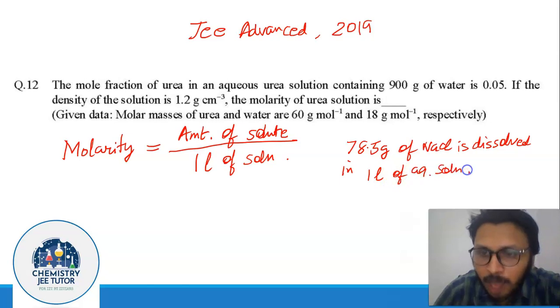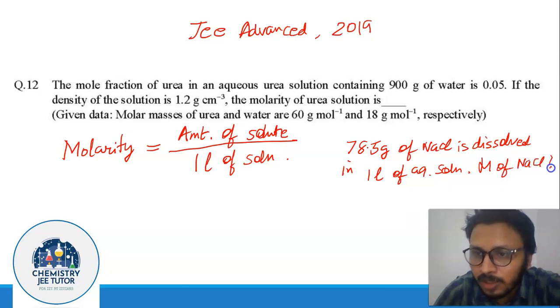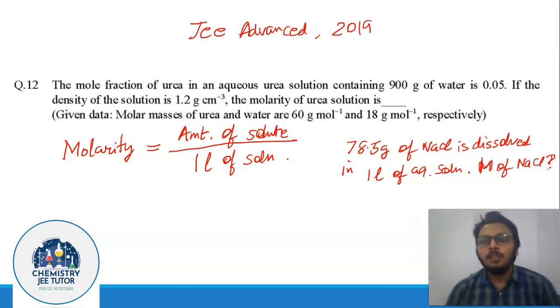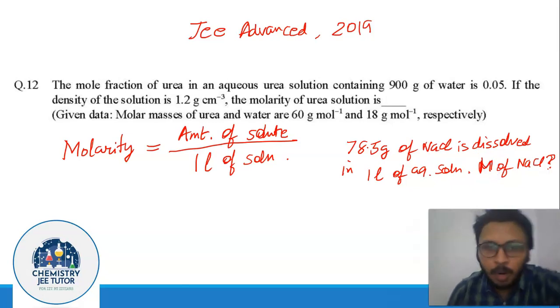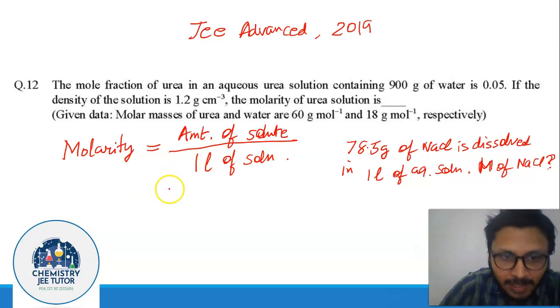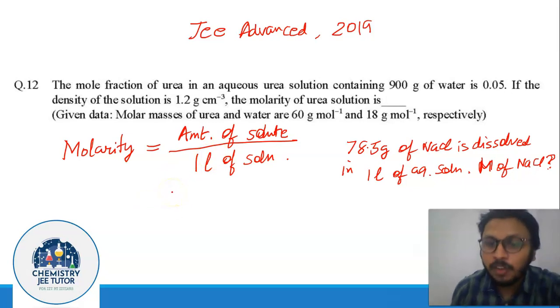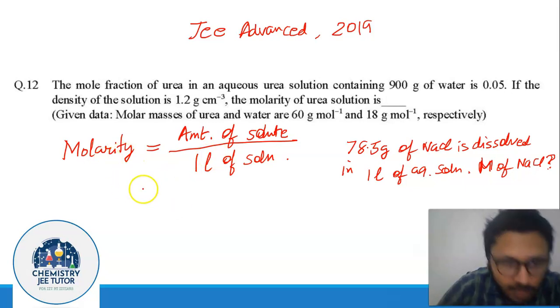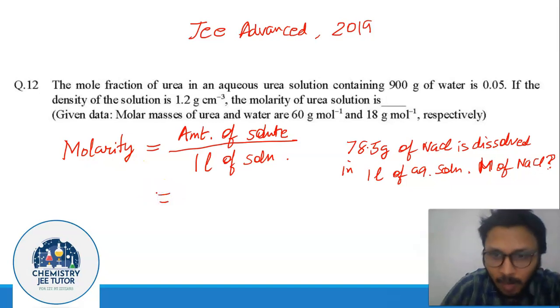And the question asks us to find the molarity of NaCl. I'm writing in short form so that you can understand. So the examiner asks you to find the molarity of NaCl in this case. How do you find the molarity? The molarity, as I said, is the amount of solute present in 1 liter of the solution. What is the amount of solute? This is the given gram of the solute, that is 78.5 gram.